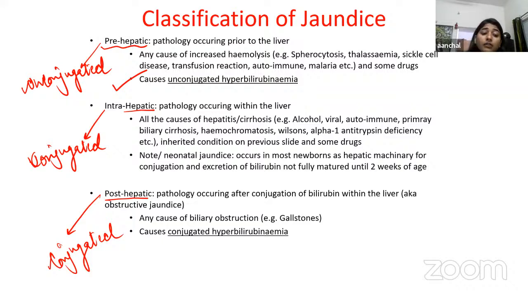Then what happens in post hepatic jaundice? Again, as we know, the bilirubin gets conjugated inside the liver, and after passing through the liver, the whole bilirubin is conjugated. So again, it will lead to an increase in the concentration of conjugated bilirubin and cause conjugated hyperbilirubinemia. Any cause of biliary obstruction can be the cause, or the presence of a stone in the biliary duct can also be a cause.